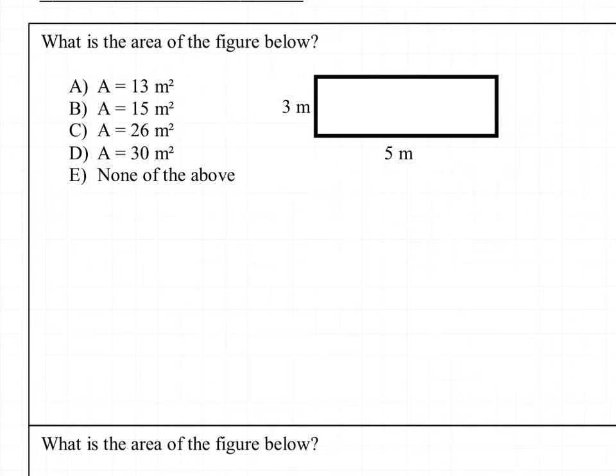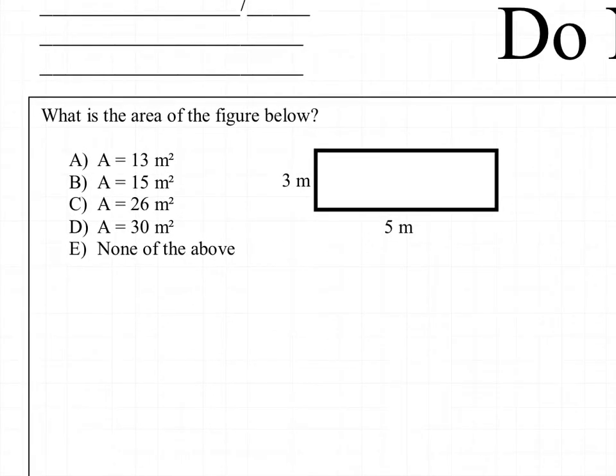Alright, as we look at our do now today, again, this is really just some review of getting some of our basic shapes going. For our basic shapes, when we look at this, our basic shape here is a rectangle, so area is equal to base times height. Thinking about quality of work, we should be starting with the equation. This is going to be 3 times 5, which is equal to 15.